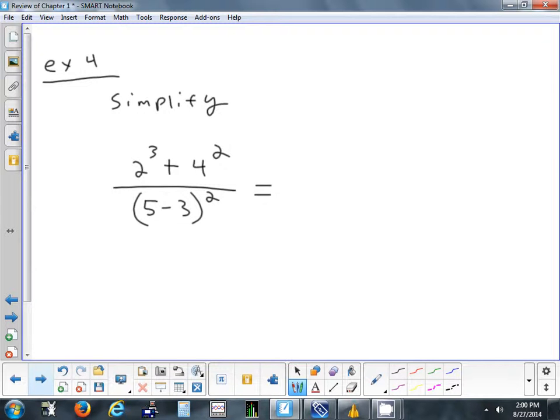Okay, let's take a look at this one. So again, another fraction. So we're going to start at the top. What's the first thing we should do in the top? Yeah, go ahead, Matthew. The exponents. Yeah, we can do the exponents. Can you tell me what they come out to? What's 2 cubed? 8. Yep.